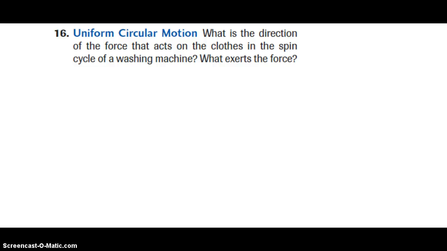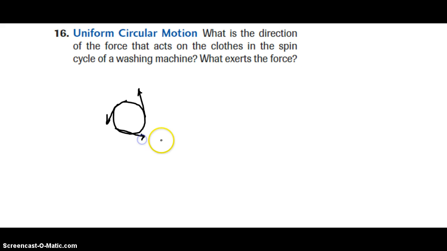Alright, so looking at our 6.2 circular motion homework, the first question involves uniform circular motion, asking what direction the force is that acts on the clothes in the spin cycle of a washing machine. So we have our washing machine going around and around. Something is causing those clothes to keep moving in a circle. Otherwise, they would just go off in the tangential direction anytime they get the chance.